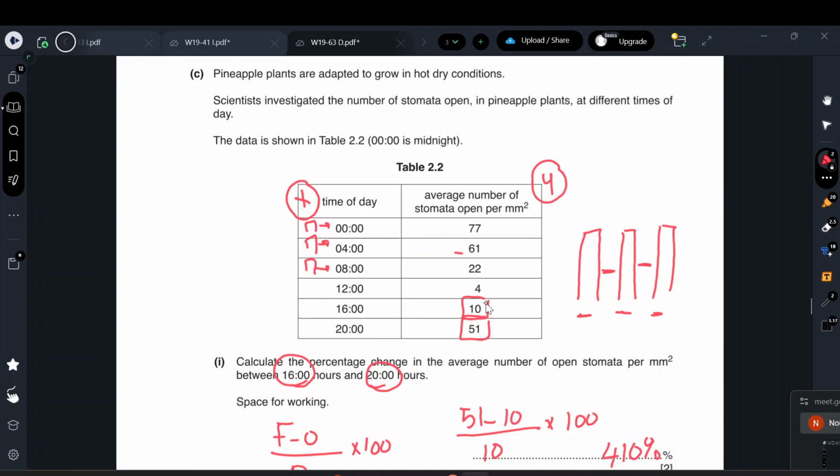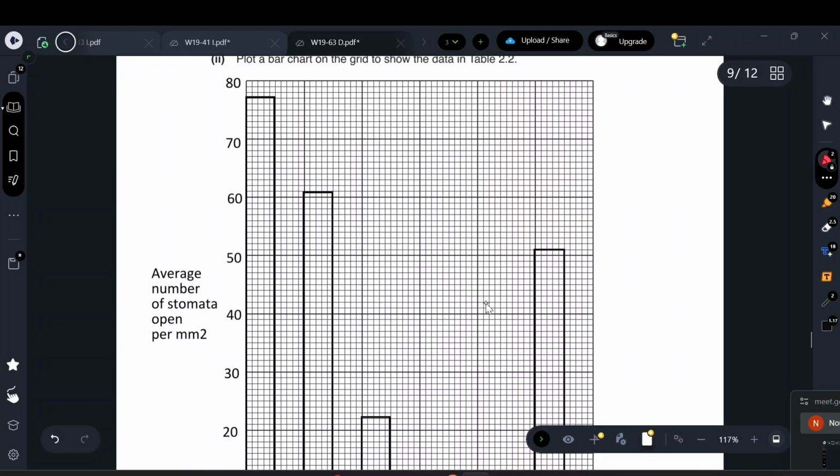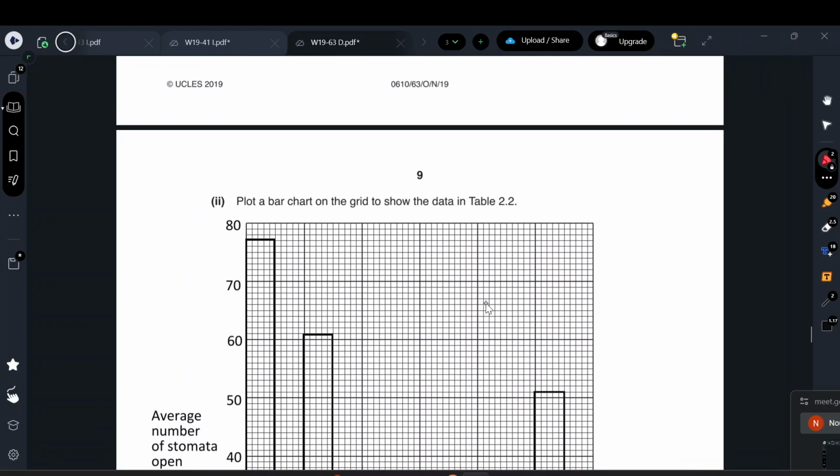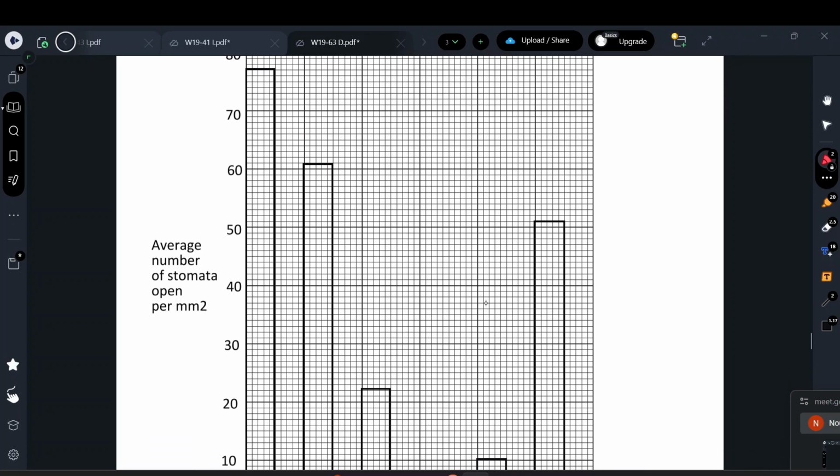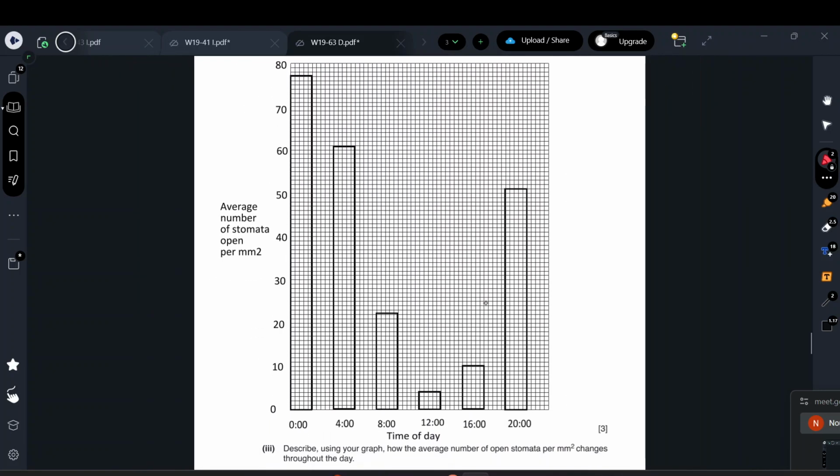The average number of stomata, biggest number was 77. You have 8 boxes, so my interval was 0, 10, 20, 30, 40, up till 80. I wrote the labels, time of the day, average number of stomata, drew a bar for each timing, and wrote the timing at the bottom.